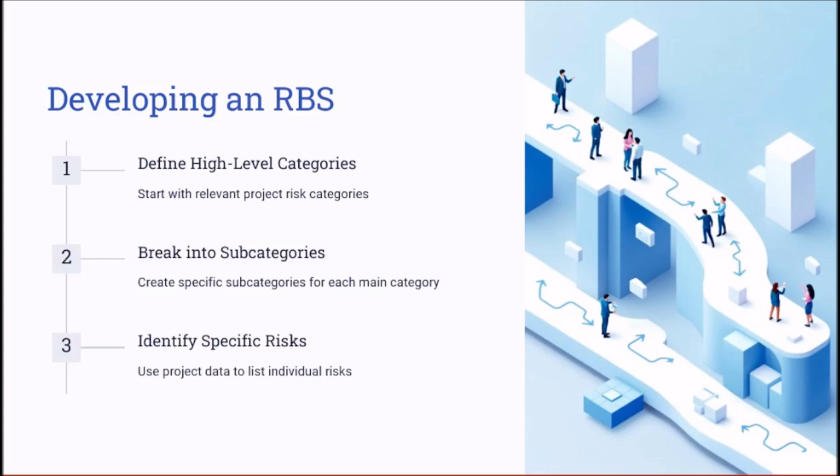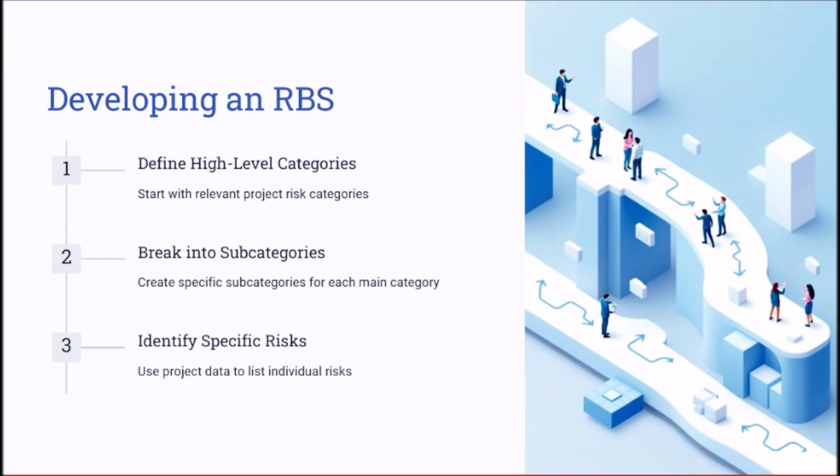Developing an RBS begins with identifying the high-level categories of risks that are most relevant to your project. These categories should align with the nature of the project and its objectives. For instance, a construction project might prioritize high-level categories like environmental risks, safety risks, and supplier risks.